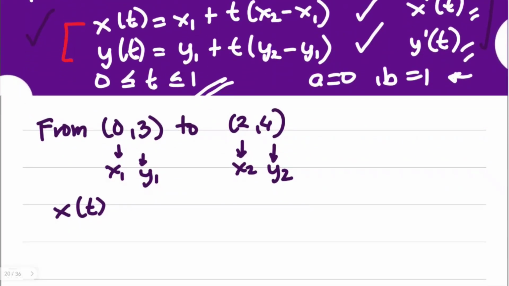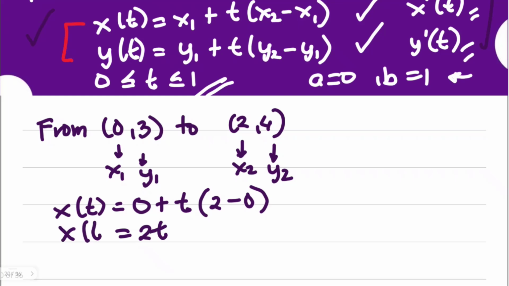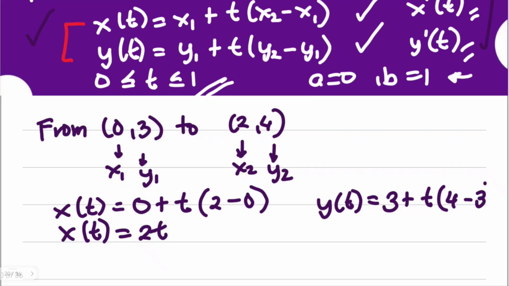So for your x of t, it is 0 plus t times your x sub 2, which is 2, minus 0, which will give us 2t. That is our parameter for x. For our y of t, this is actually y sub 1, so you have here 3 plus t times your y sub 2, which is 4, minus your y sub 1, 3, which will give us 3 plus t. This would be for your y of t.